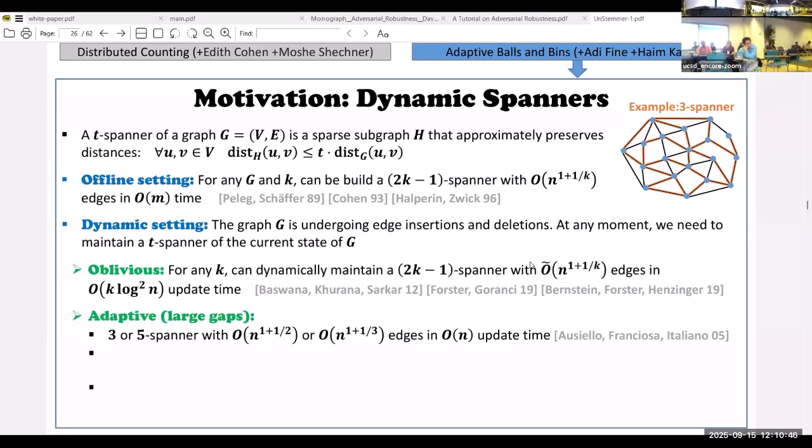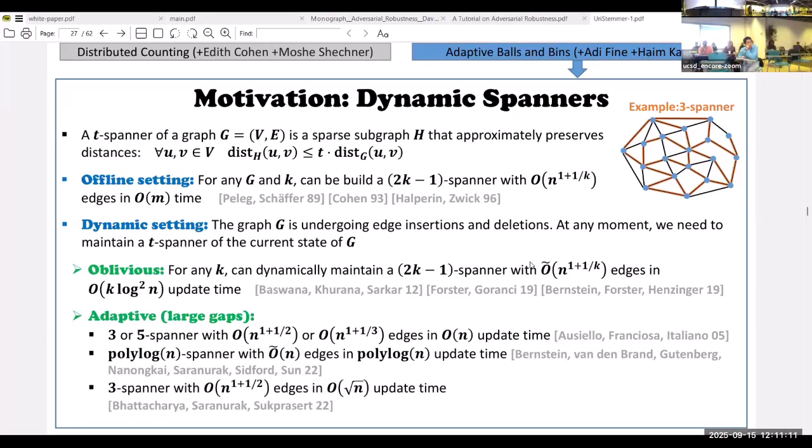For a long time, the only thing that was known in the adaptive setting were these deterministic constructions of a 3 or a 5 spanner, which has the correct number of edges, so the size of the spanner is correct. Problem is, it's very slow. Per update, in this deterministic construction, you pay O of n time. Not happy.